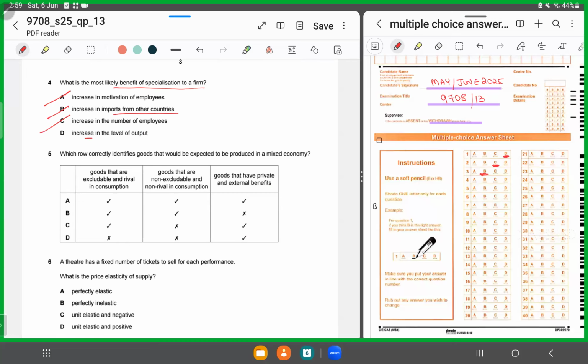D says increase in the level of output. Yes, specialization would increase the output level. More goods and services will be produced, right? Productivity is going to increase. So for 4, we'll shade in D as the correct answer.